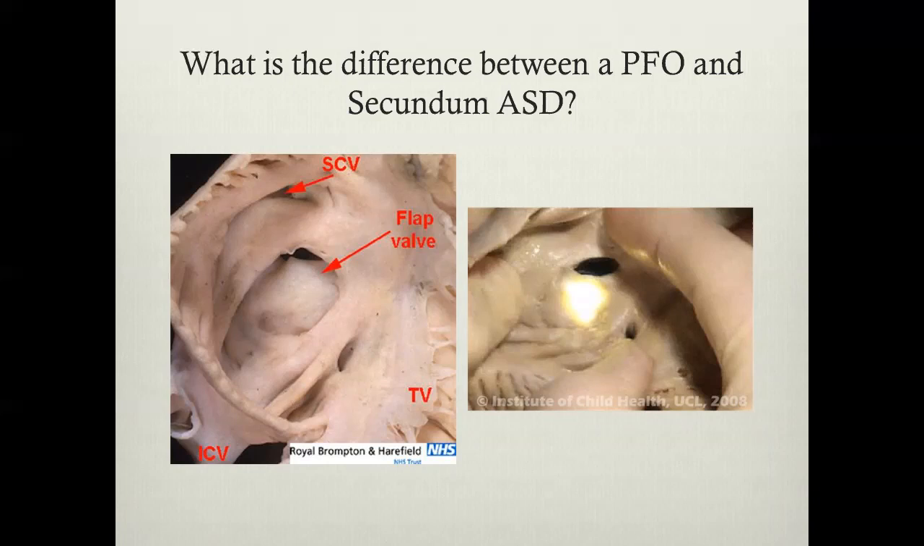What is the light here? That's the oval fossa. If you shine a light in the left atrium, the only part you'll see is through the oval fossa. The rest of it is too thick because of the infolding, and you can't see the light. So here there's a deficient rim, the primary septum too small. Here the primary septum is big enough, but it doesn't seal. So that's a PFO versus a secundum ASD.